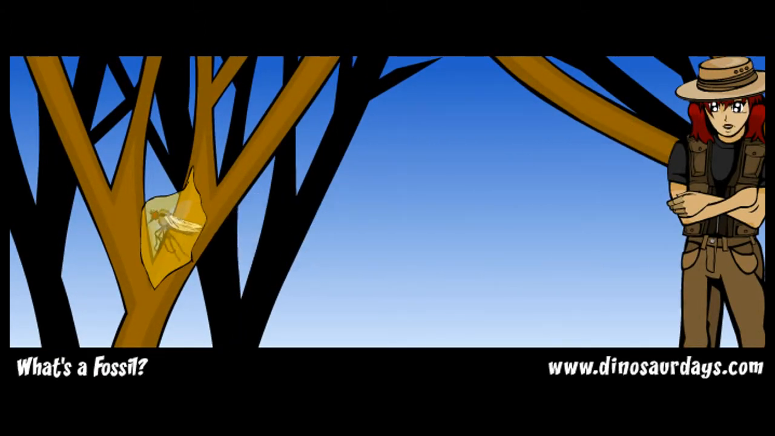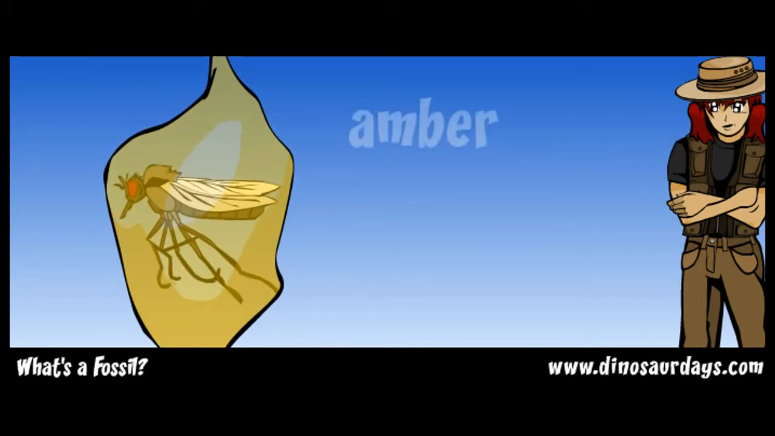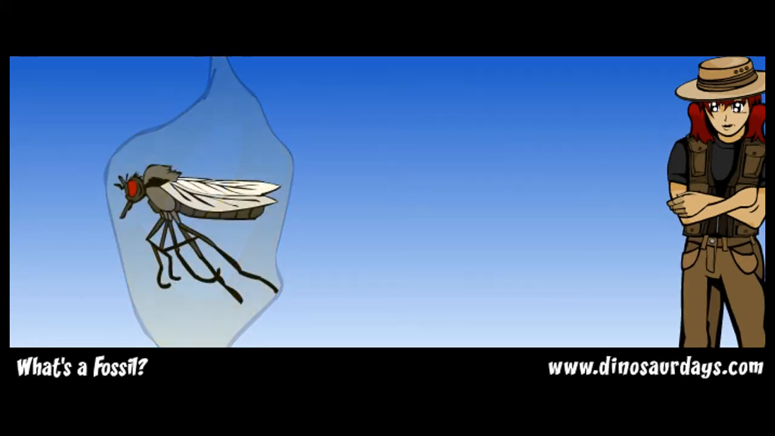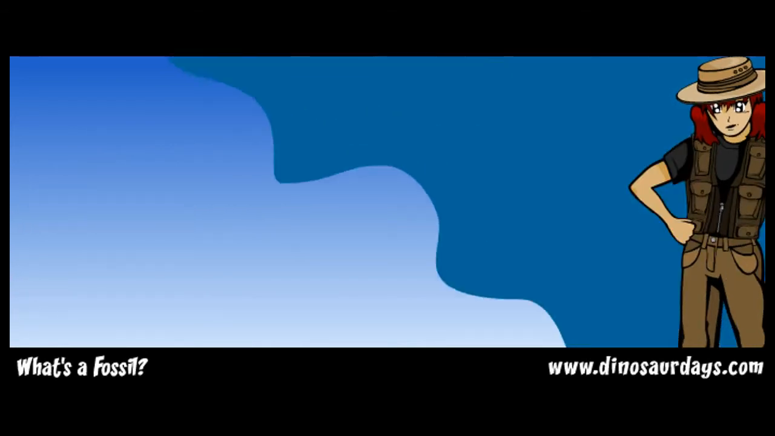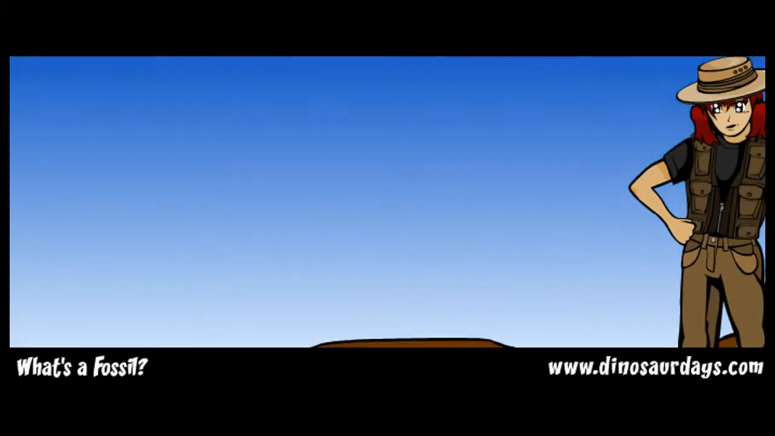The sap hardens into a hard, clear material called amber. These creatures look just the way they did when they first wandered into the sap millions of years ago. Let's look at the way dinosaur bone fossils are made.